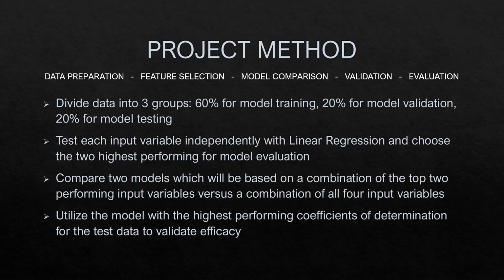And for the project method, we divided the data into three groups: 60% for model training, 20% for model validation, and 20% for model testing. We test each input variable independently with linear regression, and then we'll choose the two highest performing for our model evaluation. Compare two models, which will be based on a combination of the top two performing input variables versus a combination of all four input variables. And we'll utilize the model with the highest performing coefficient of determination for the test data to validate the efficacy.